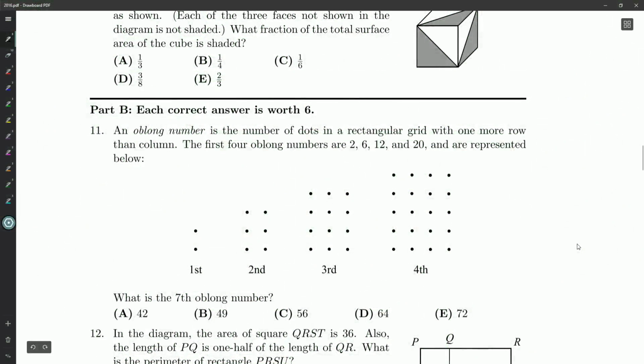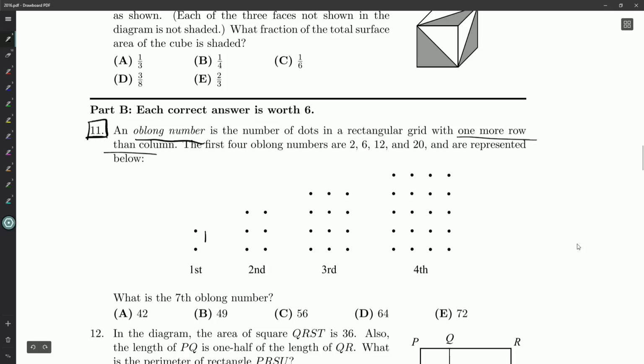Root Beer here, and we are starting part B of our 2016 Pascal with question number 11. An oblong number is the number of dots in a rectangular grid with one more row than column. The first four oblong numbers are 2, 6, 12, and 20, represented below.